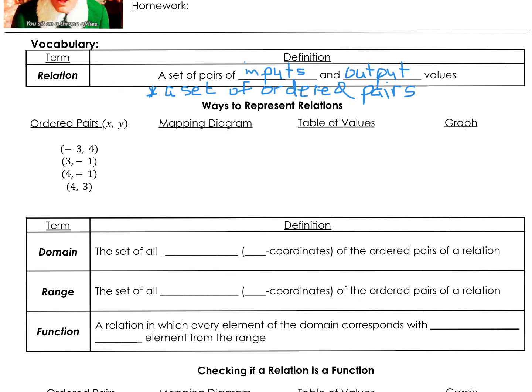So our mapping is going to be one oval and then a second oval. Looks like a pair of lungs. And then this is going to be our x values, and this is going to be our y values. So essentially this is our input, and this is our output.